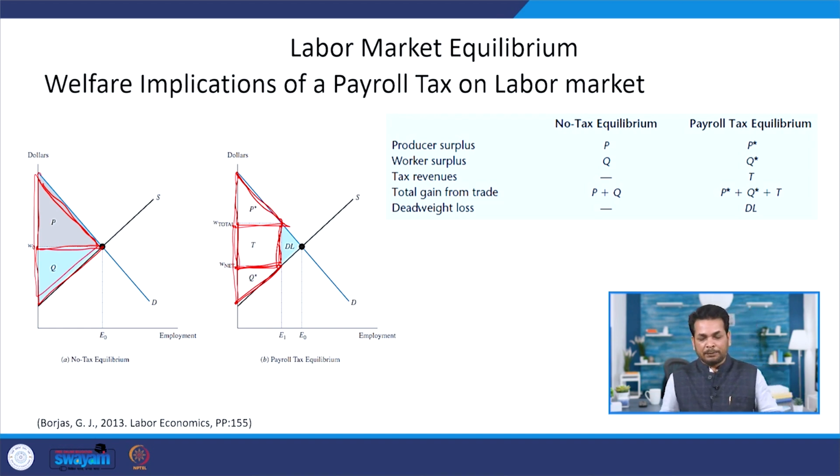But the loss which has happened after imposition of the tax is this shaded triangle, which we call the deadweight loss to the economy. So, deadweight loss measures the value of gains foregone because the tax forces employers to cut employment below the efficient level and has nothing to do with the cost of enforcing or collecting the payroll tax. So, it is the value of that gain which has been foregone because of the tax imposition.